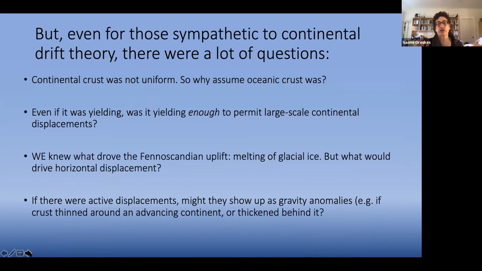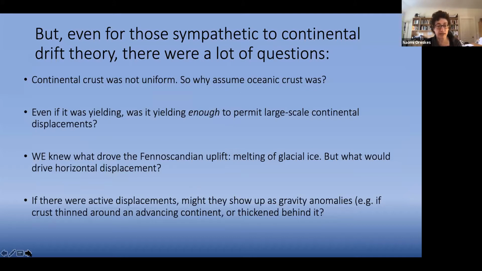But even for those who were sympathetic to continental drift, there were a lot of big questions. The continental crust was not uniform, so why should we assume the oceanic crust was? And even if the mantle were yielding, was it yielding enough to permit large-scale displacements of the type that Wegener was arguing for? Now, we knew what drove the Fennoscandian uplift. It was the melting of glacial ice. But what would be the force that would drive horizontal displacement?